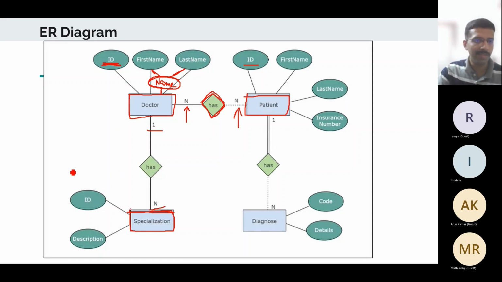So for specialization again, ID is the primary key. There can be a description. And a patient may have some disease. So he may be diagnosed with some disease.